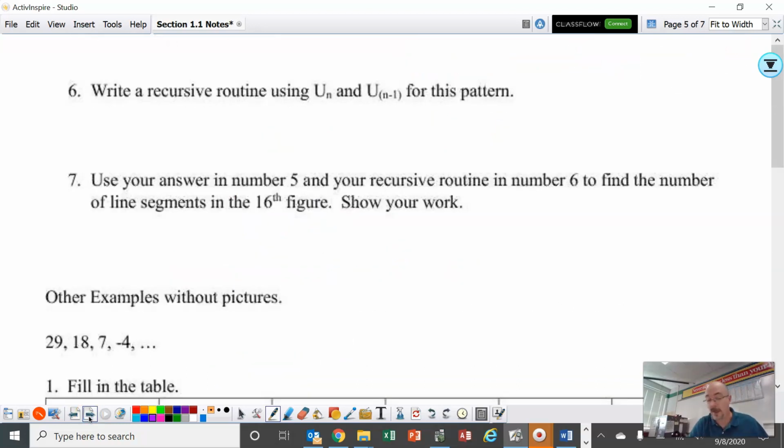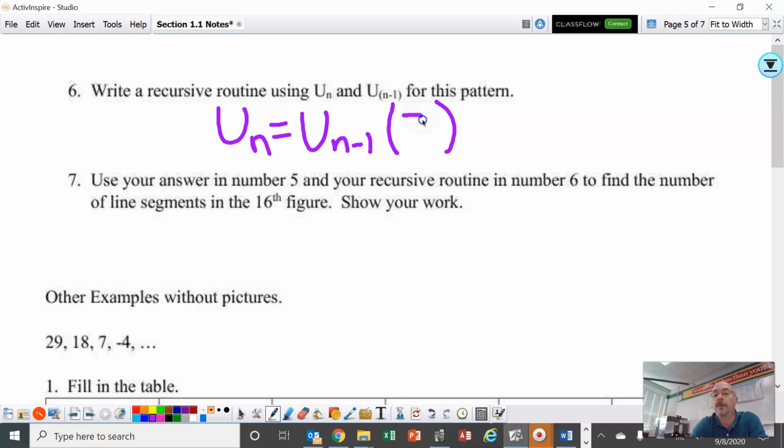Actually, let's continue with that one. Write a recursive routine for this situation. This is how we do it for geometric. Again, we go U sub n equals U sub n minus 1. That should be automatic, folks. That will never change when I ask you to write a recursive routine. Now, since this one's multiplying, I'm going to use parentheses. Don't put a times sign there. I mean, you could, but I'd rather you use parentheses. And obviously don't put a plus sign there when we're multiplying by 3.